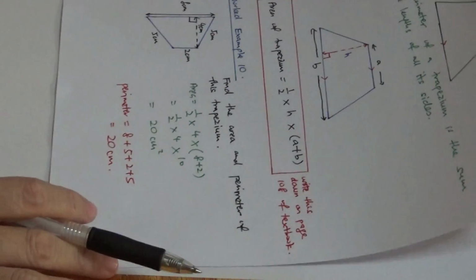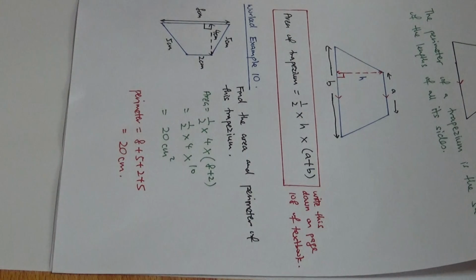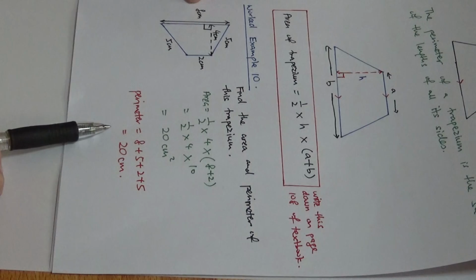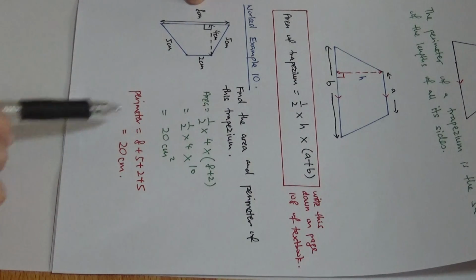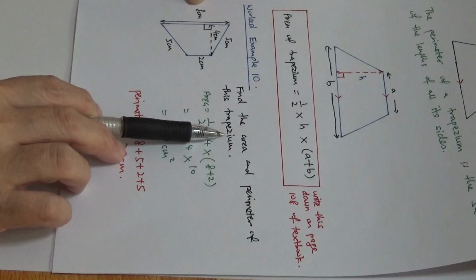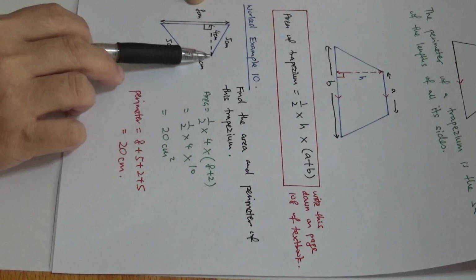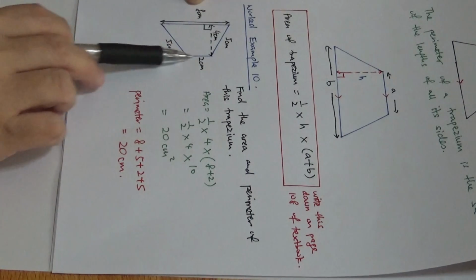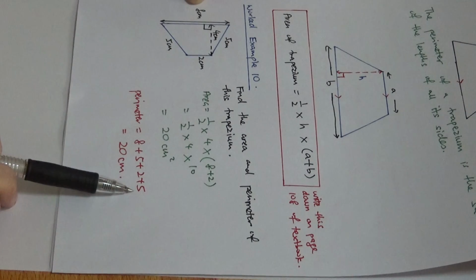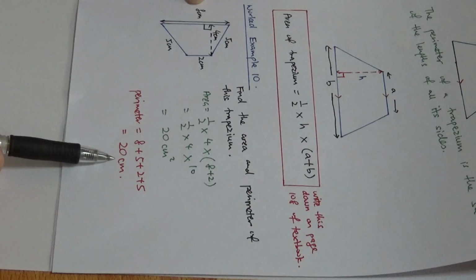Okay, now let's go through worked example 10 to show you how we go about looking at the particular formula and applying it. So find the area and perimeter of this trapezium. Now I will go through the perimeter first because it's faster. So perimeter will be all the boundaries. So I take 8 plus 5 plus 2 plus 5. So I'll get 20 cm. So the perimeter is 20 cm.